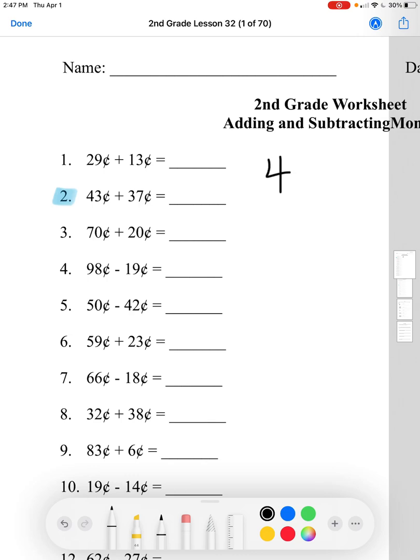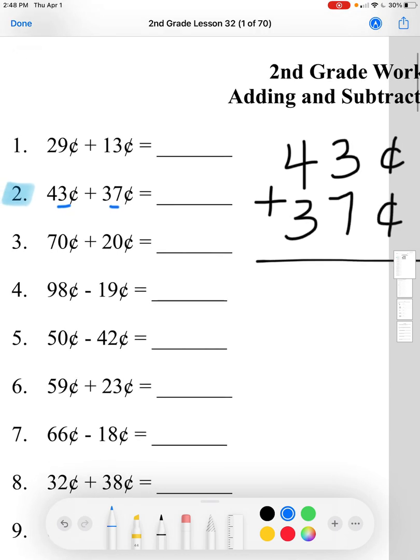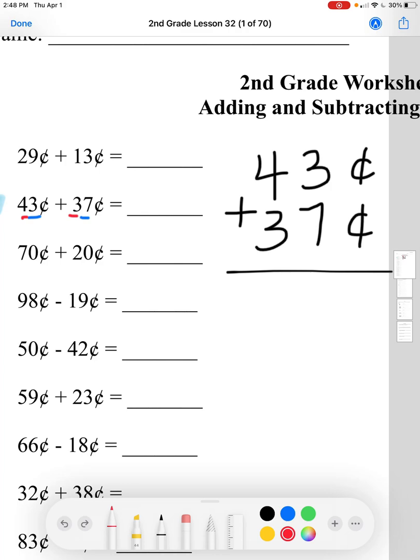So like always, we're going to rewrite the numbers on the side. And don't forget to add the cent symbols. Let's make sure we lined up the numbers. We have 3 and 7 in the ones place, and we have 4 and 3 in the tens place. So we know we lined up the numbers correctly, so let's start adding.